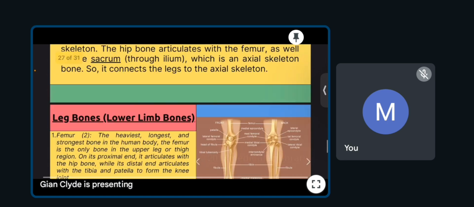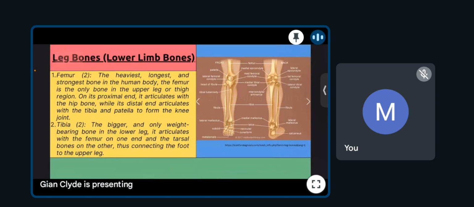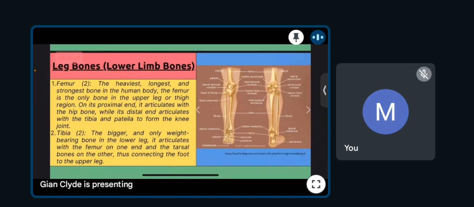Next is the leg bones, the lower limb bones. First is the femur. We have two femur, the heaviest, longest, and strongest bones in the human body. The femur is the only bone in the upper leg or thigh region.